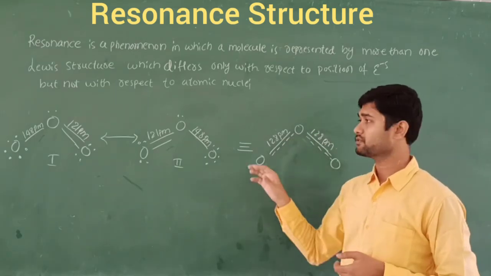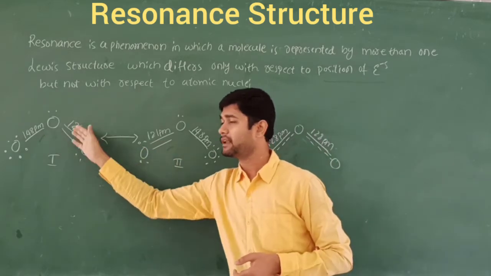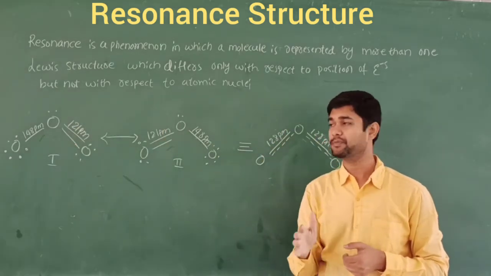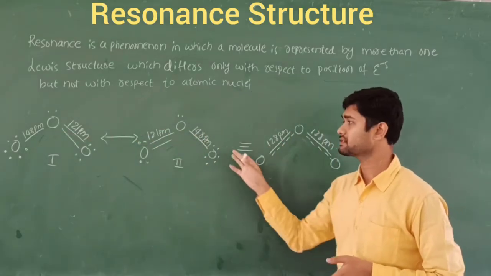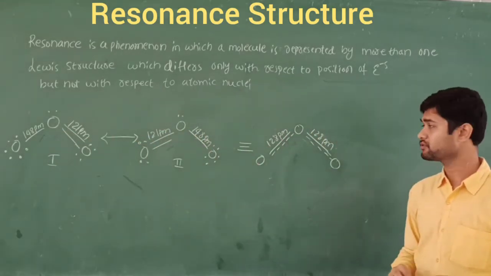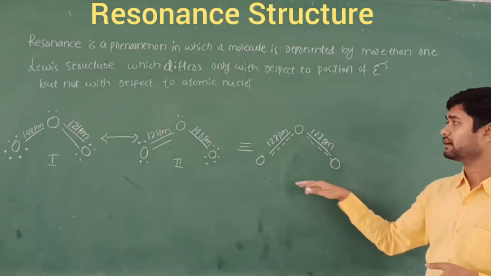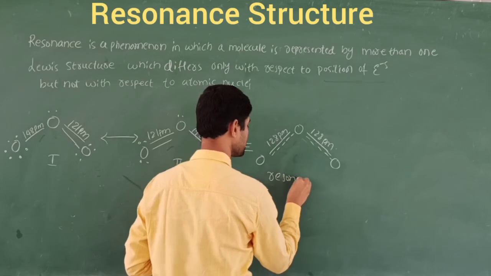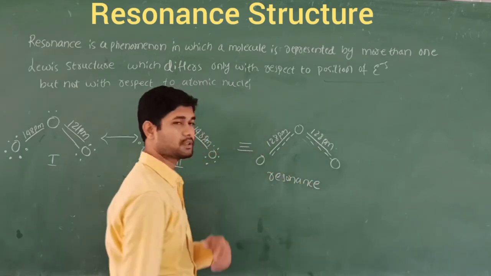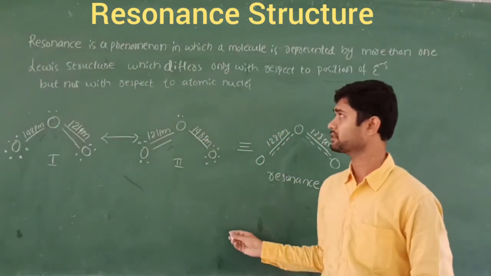These values are intermediate between the single bond and the double bond. So these contributing structures of the ozone molecule I am going to represent in one diagram, and that is called resonance. So this is the resonance structure of the O3 molecule.